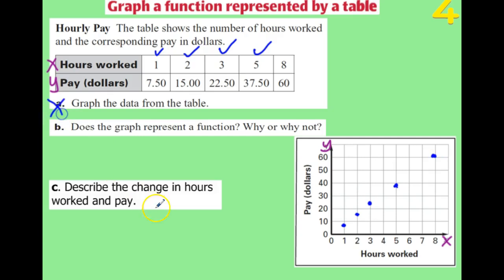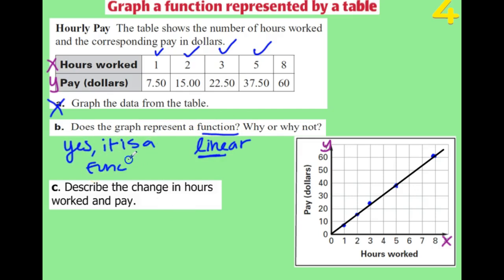So we already did part A, graph the data. Does the graph represent a function? Why or why not? Can we put a nice straight line through those points? Use the edge of your notes or a piece of paper or a folder to see, do they form a straight line? So a function means it's a linear function forming a line. So yes, this one does form a function. Yes, it is a function. It says why or why not? I would say because it forms a straight line.